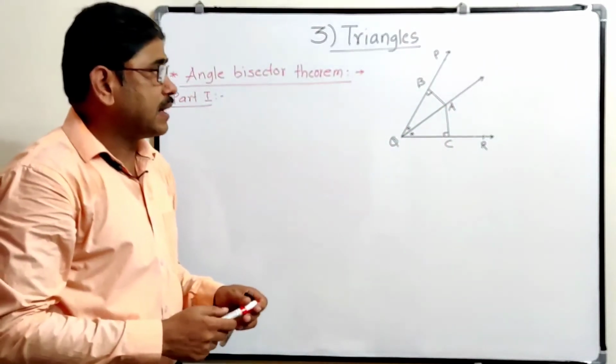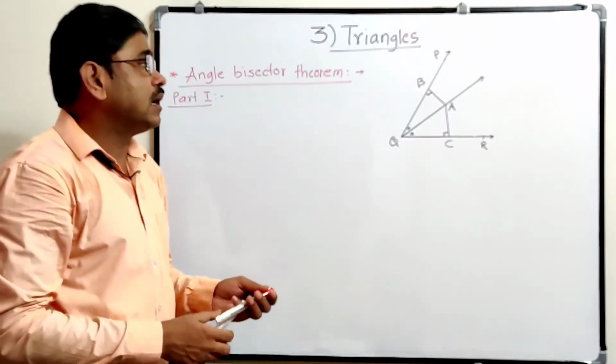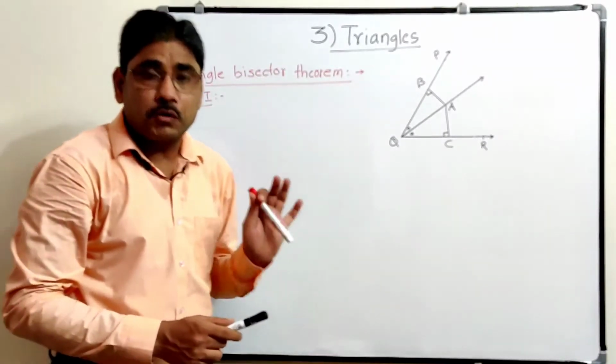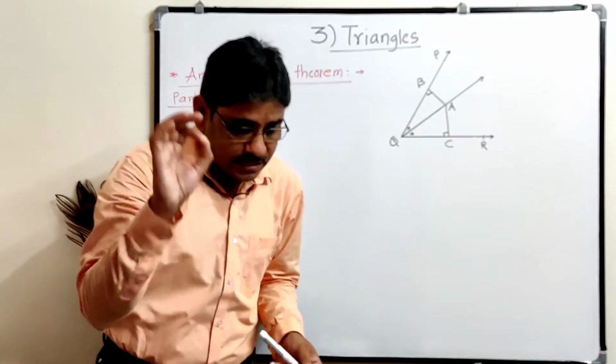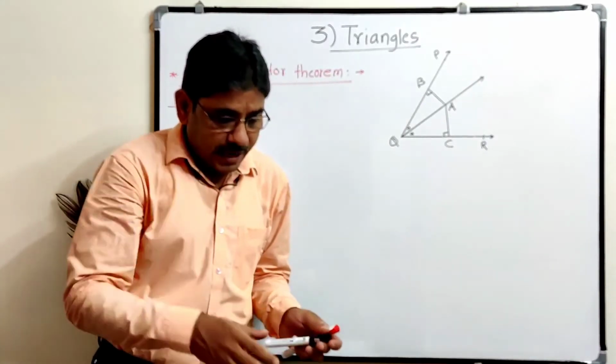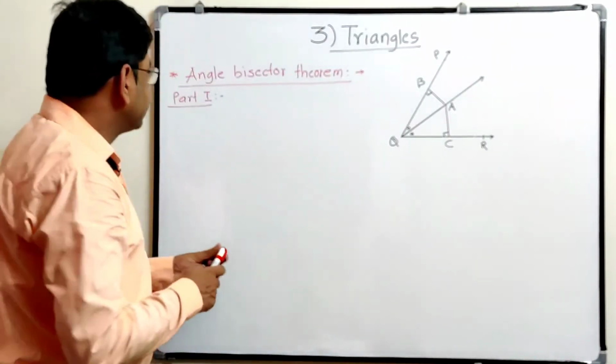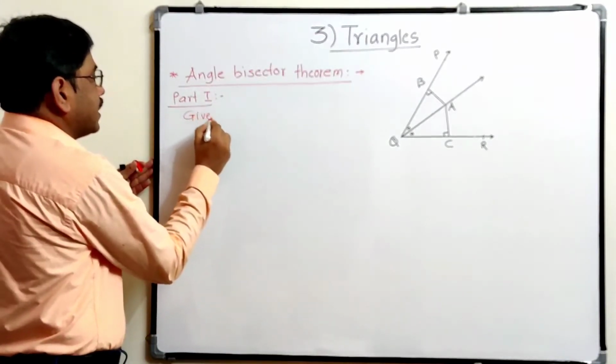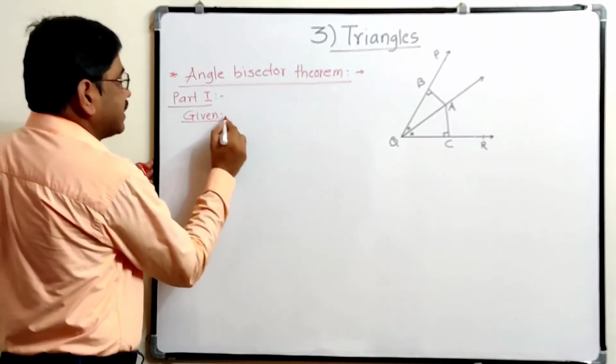So what do we have to prove? If A is any point on the angle bisector, then AB equals AC. That is what we have to prove: that the point is equidistant from the sides of the angle. So here, given is... is it clear? Part 1: any point, where the angle bisector is given.